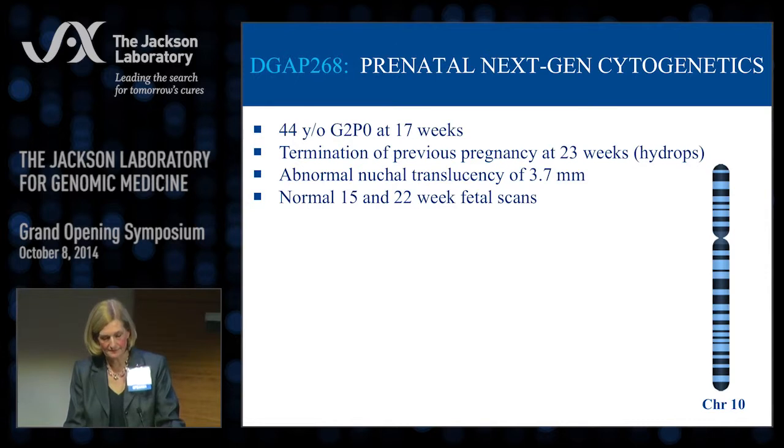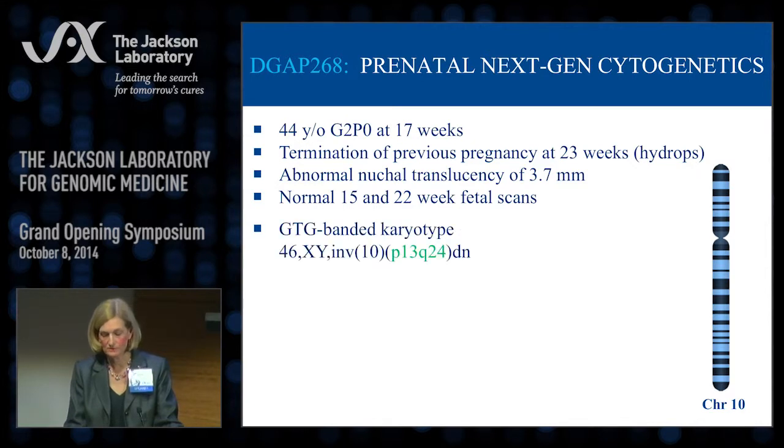Then we had another case that was a 44-year-old at 17 weeks. This pregnancy ended in a termination, a natural termination at 23 weeks due to high drops. There had been an abnormal nuchal translucency, but normal 15 and 22-week fetal scans. This one involved a chromosome 10 inversion.